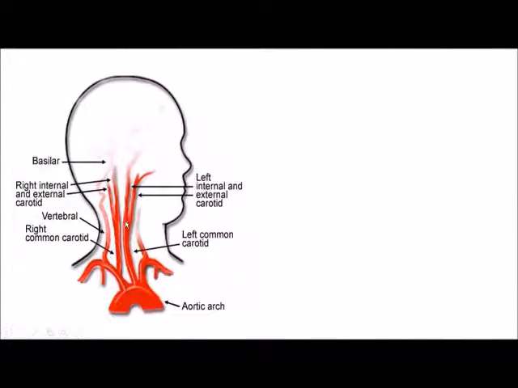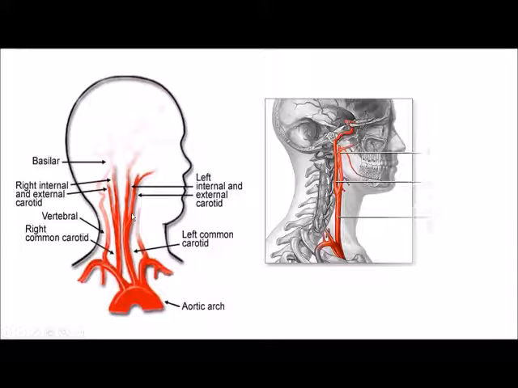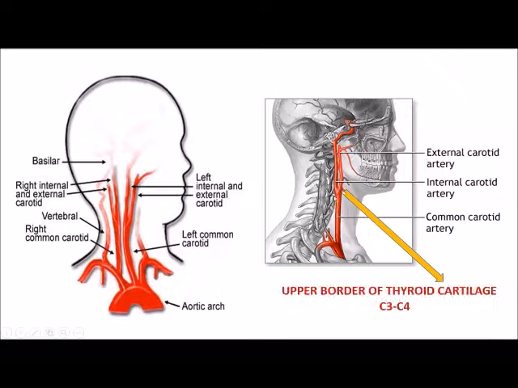Here you can see the common carotid artery bifurcates into internal carotid artery and external carotid artery. The bifurcation of common carotid into external carotid and internal carotid is at the level of upper border of thyroid cartilage or at the level of C3-C4 cervical vertebrae.